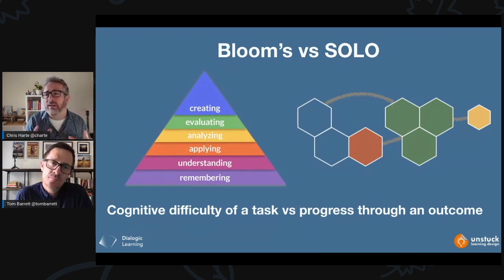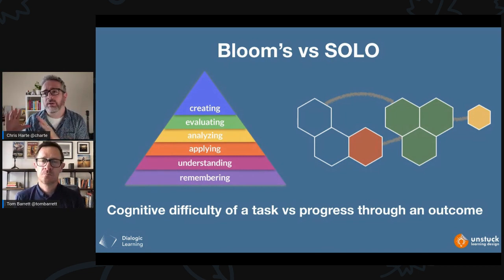But in all cases, what Bloom's does is it says this activity is this cognitive level of difficulty. And what we want is to activate higher order thinking by getting students as quickly as possible into a space where they're applying, analyzing, evaluating, and creating. Now that's great, and it's an incredibly useful model, and we use it all the time when we're designing learning.